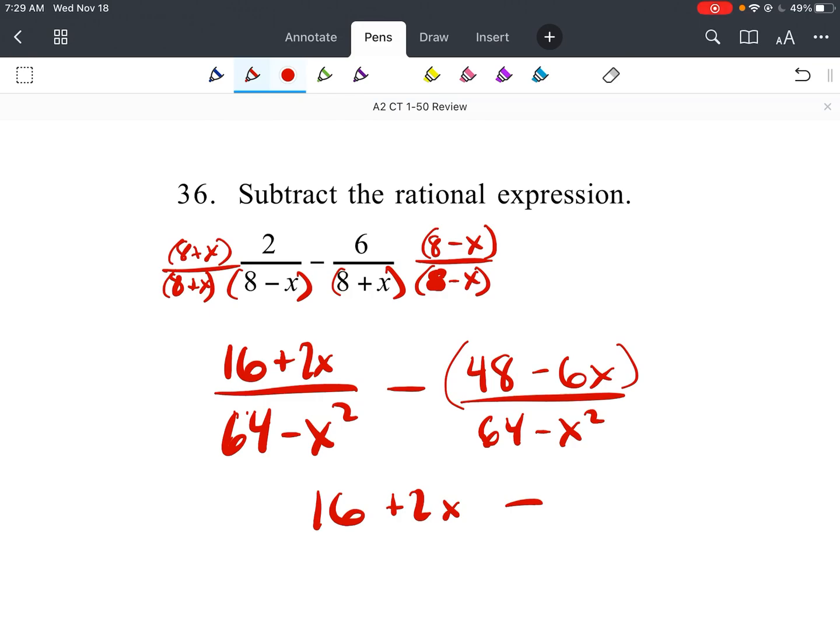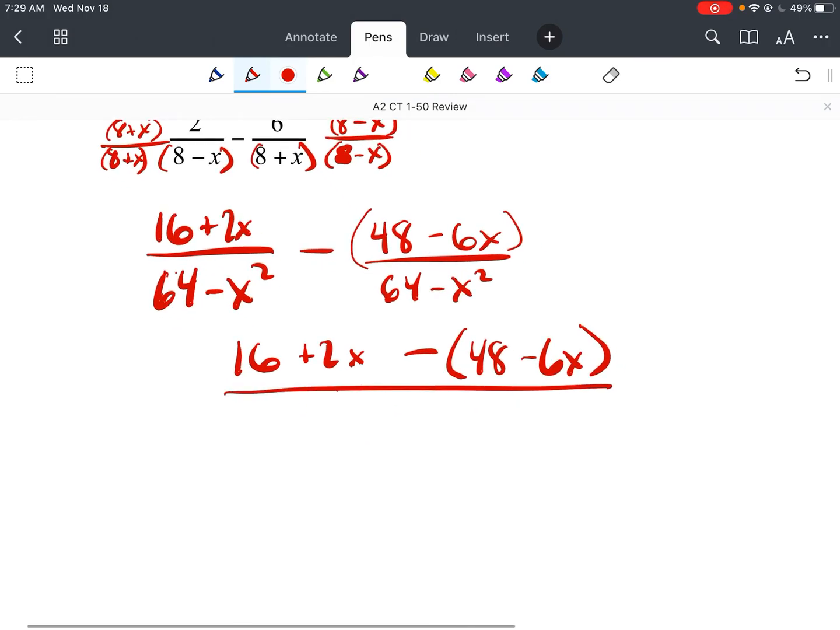So I've got to change the signs to see this properly. But this is minus 48 minus 6x. So just be really careful here. Okay? All over 64 minus x squared. Okay? What does this mean? Well, it means we're going to be careful with this, because you would have probably missed this one if you're not careful. People that are not careful will make a mistake here.